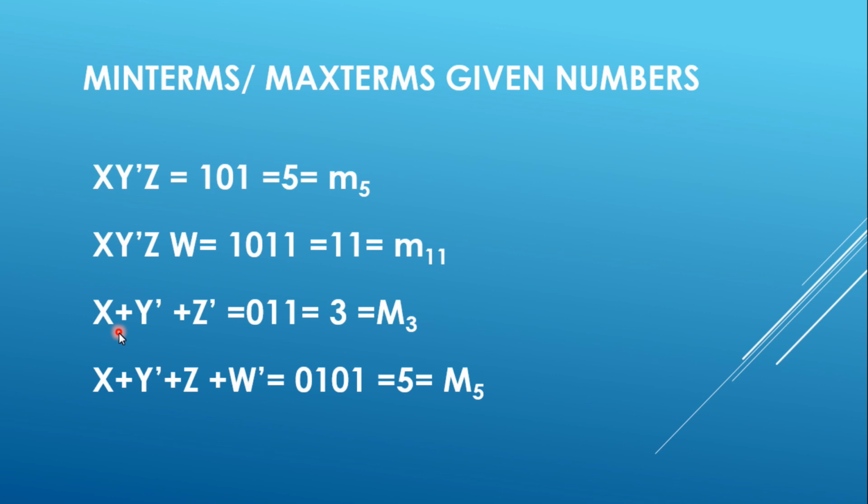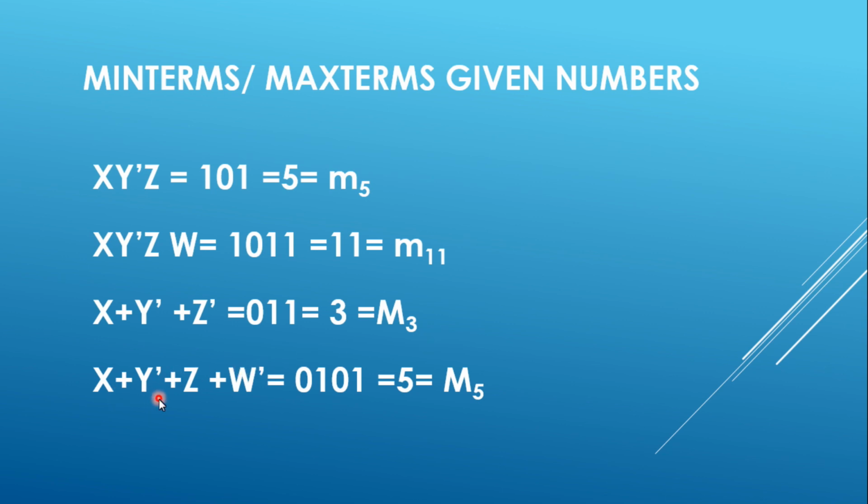Now going over to max term, you have to remember that here when you are saying x plus y bar plus z bar, if x is in non-complemented form, for that you will have to put a 0, not 1. In min terms, for non-complemented form we put 1, and in complemented form we put 0. But for max terms, when they are non-complemented we put 0, and when they are complemented we put 1. So here it will become 0, 1, 1, and 0, 1, 1 is 3. So max term is represented by a capital M, so it will become M3.